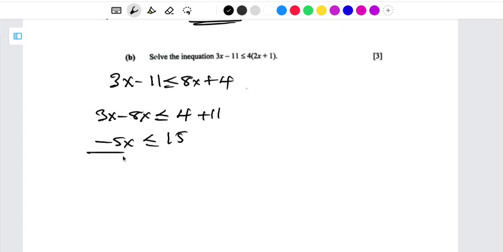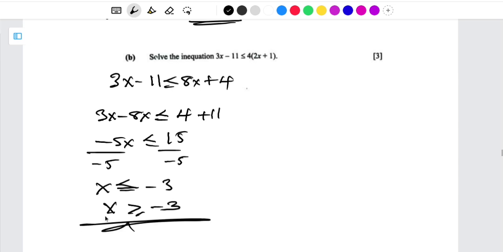So dividing throughout by negative 5, x is going to be equal to negative 3. Remember, this is less than or equal to negative 3. So when the answer is negative, you have to flip the sign. This is less than or equal to, so meaning to say x is going to be greater than or equal to negative 3 whenever you get a negative answer.